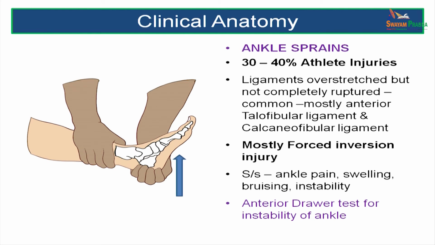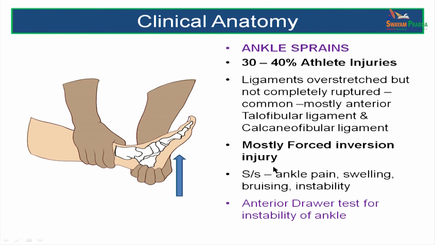The ligaments get overstretched, but usually they do not totally rupture. The amount of strain will depend on the intensity of damage to the ligaments. Mostly the injury is a forced inversion injury. Signs and symptoms involve ankle pain, swelling, bruising and instability of the ankle joint.